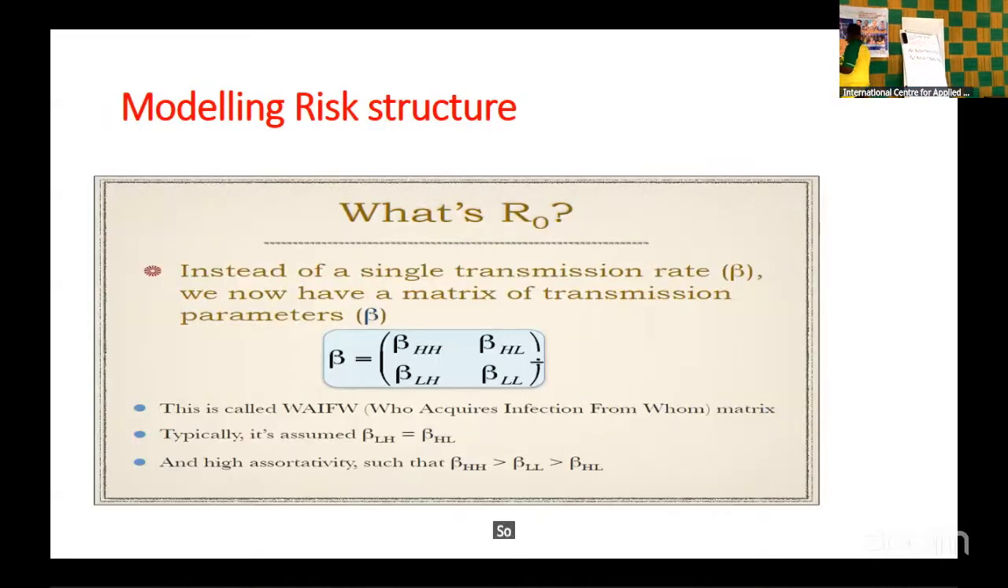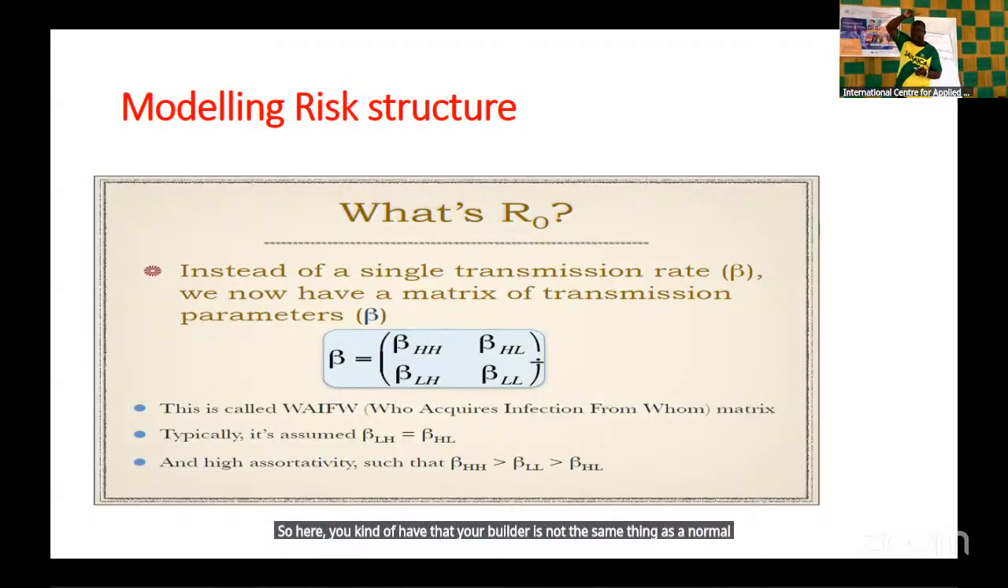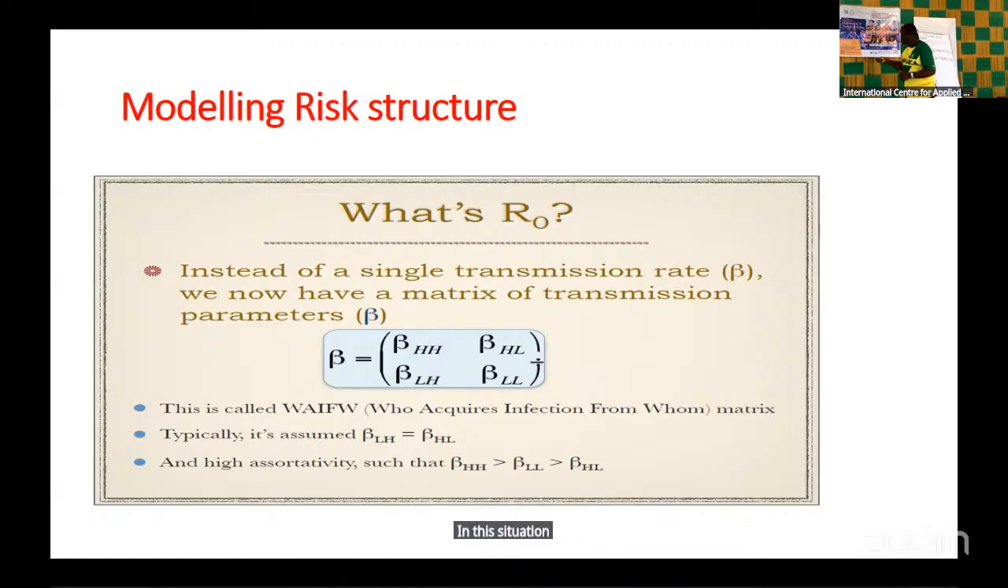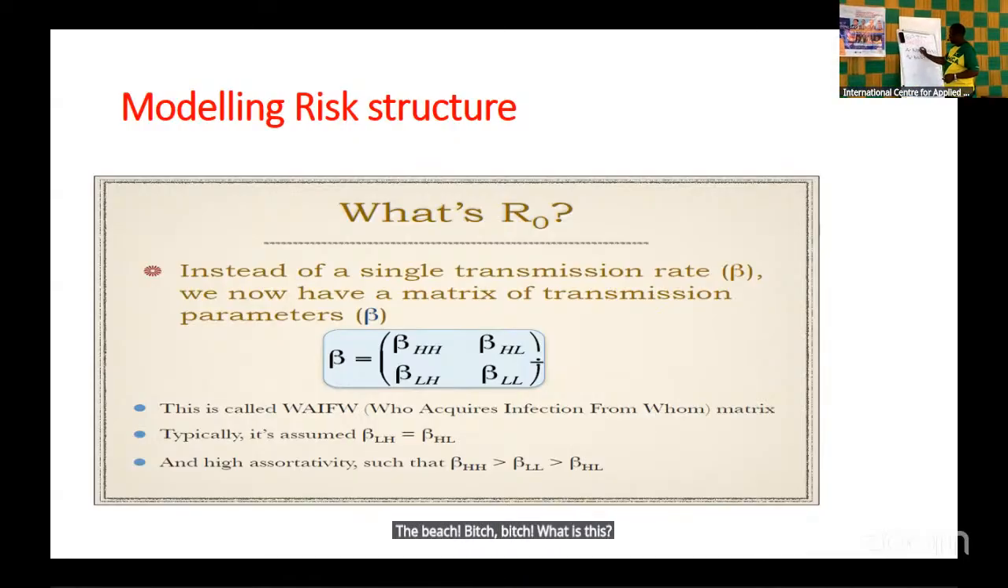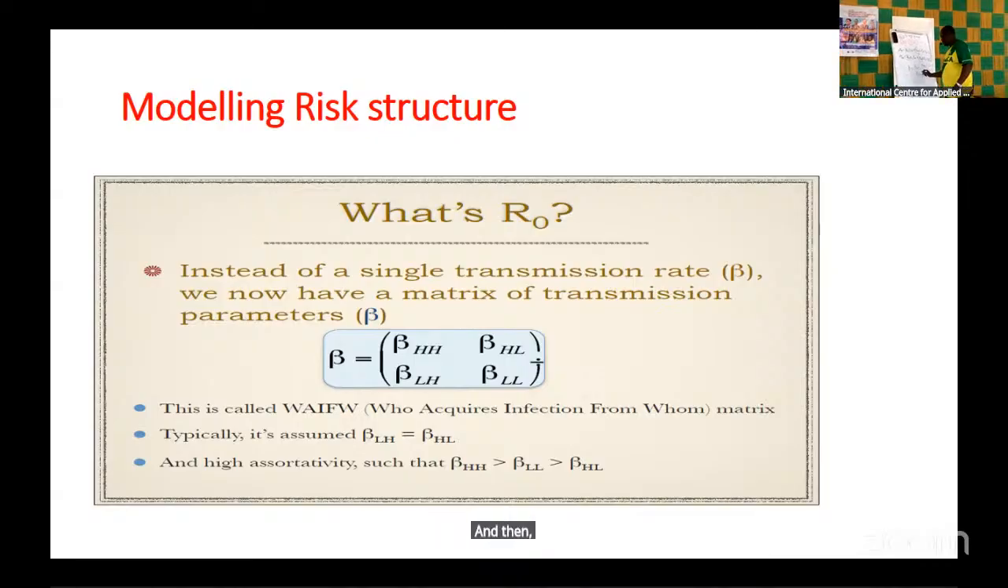So here you find out that your beta is not the same as the normal beta you have. In this situation, because we are having two risk structure groups, the high risk and the low risk, you find out that the beta is going to be beta HH, beta HL, beta LH, and beta LL.